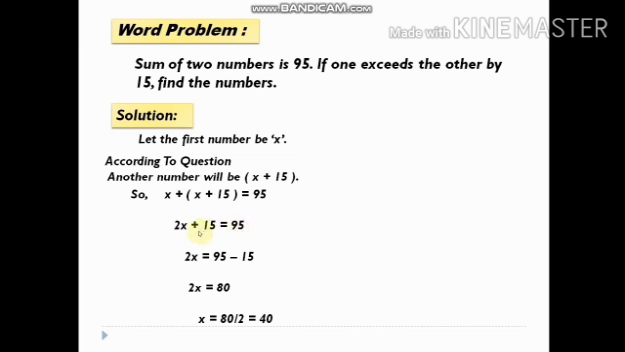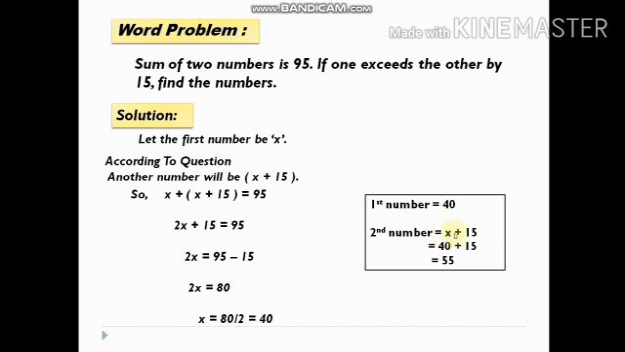Next step, this plus 15 will shift into right hand side and we will get 95 minus 15, 2x equal 80. The value of x will be 40. So the first number is your 40 and another number will be x plus 15, 40 plus 15, which is equal to 55. How can you check your answer is correct or not? When you add this 40 with this 55, you will get 95. It means your answer is correct.